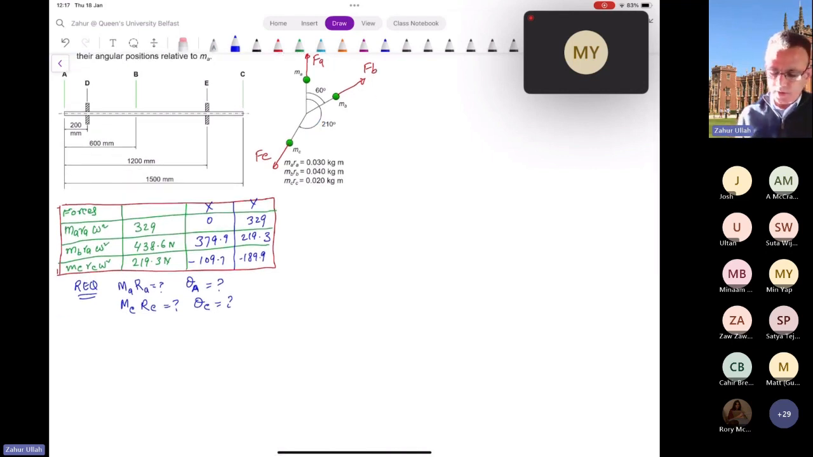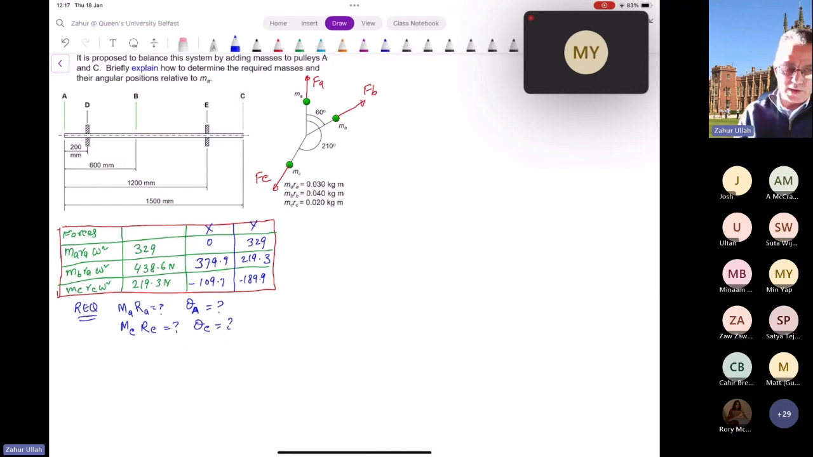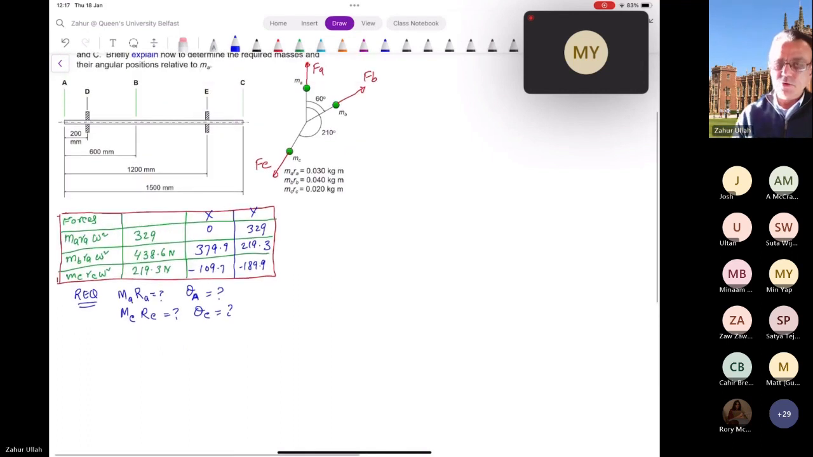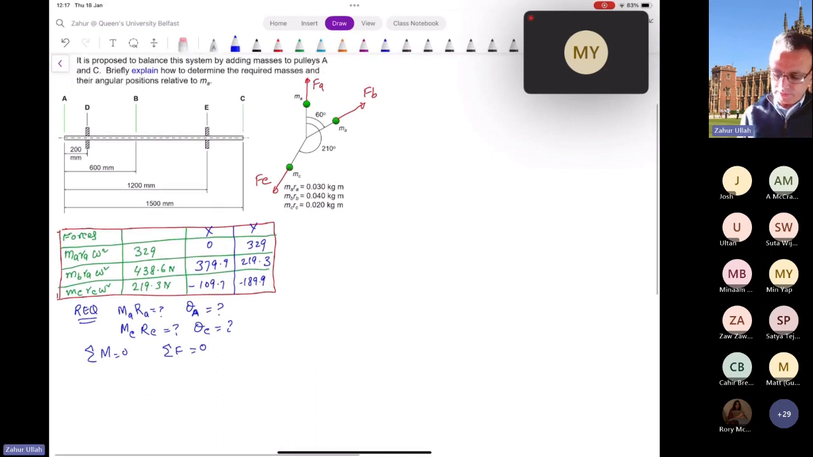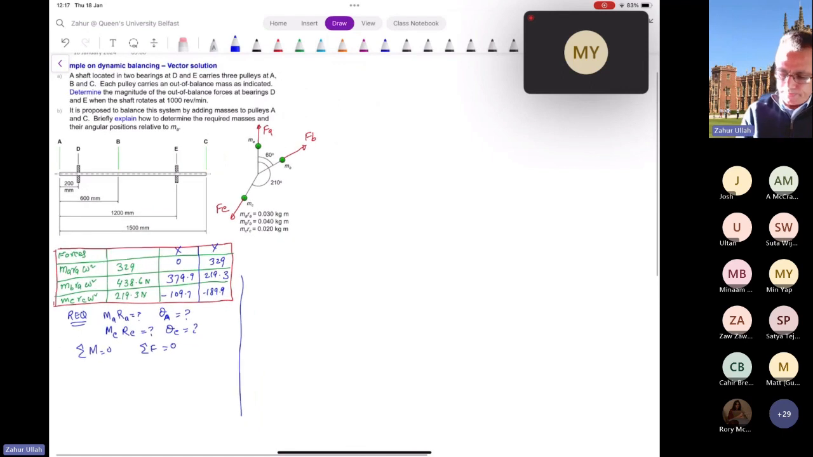So these are the unknowns. One force is at A and one force will be at C. These two are unknowns which you need to calculate. If the system is fully balanced, this means that the summation of all the moments should be zero and the summation of all the forces should be zero. So what we can do here is, first, let's start with this case here.